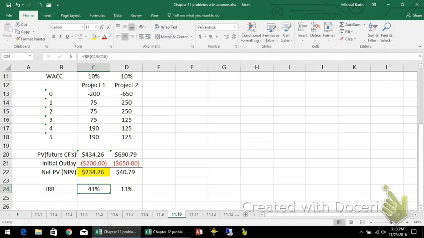Thing is that the IRR sometimes gives you a conflicting answer when you're doing mutually exclusive. Not always, but sometimes. That's why we always go by the NPV. The golden rule is that the NPV rules. It's the best conceptually for determining which is the better of two projects.